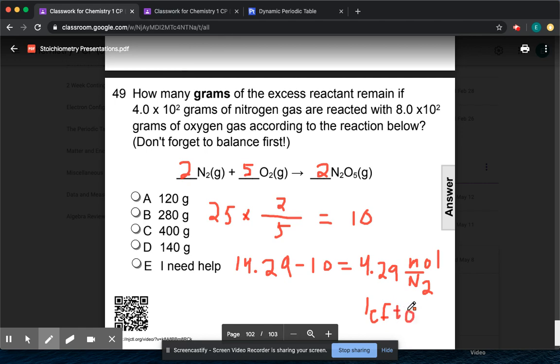Okay. And now that we know how much of it we have left over, they want it in grams, so we need to convert this to grams. So then you just multiply 4.29 by its molar mass, which in this case is 28. And if you do that, you get 120.1. Okay, so that should be A.